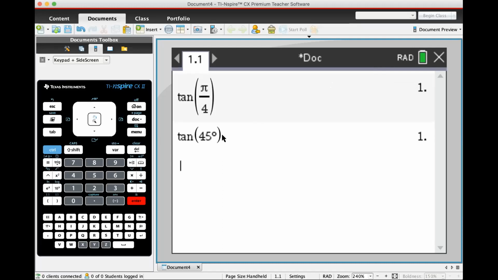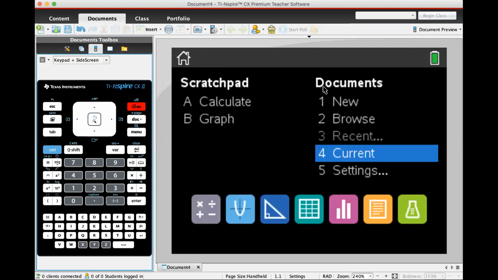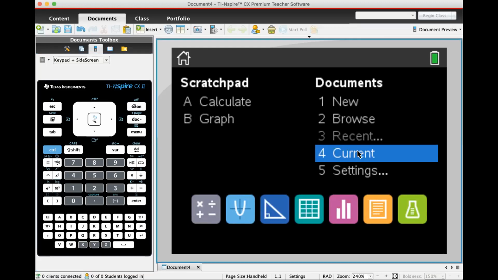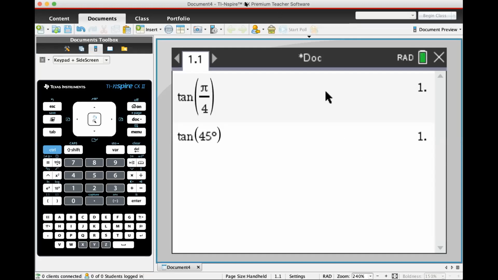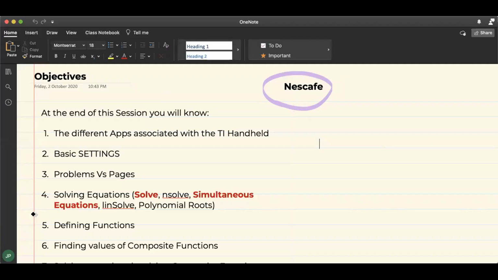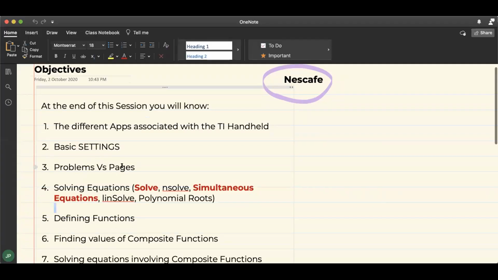Okay, so without further ado, those are some bits of the notation, and as we go on, I'll talk about the other apps, the graphing app, the geometry app. We may not see it as much today, and maybe the graphing and this thing, and definitely the notes. We'll take a look at it today. So let me get back to my OneNote and take a look at what I have in mind. I said basic settings, and we'll talk about that. Problems versus pages. Yeah, let me just hint at that and then jump straight to solving equations.